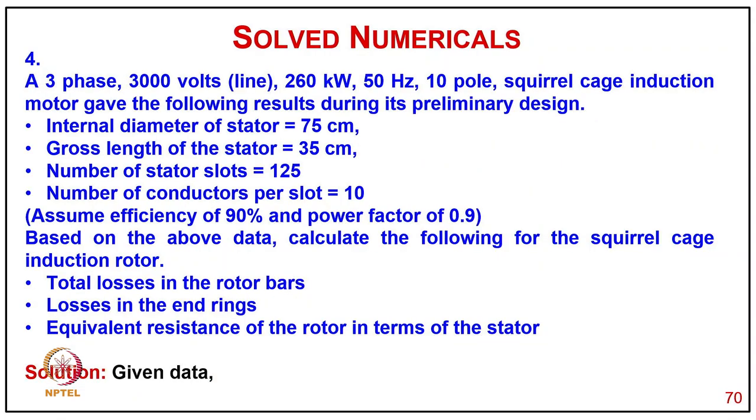Now, coming to example 4: a 3 phase, 3000 volt line, 260 kilowatt, 50 hertz, 10 pole squirrel cage induction motor gave the following results during preliminary design. The internal diameter of stator 35 cm, gross length 35 cm, number of stator slots 125, number of conductors per slot 10, assuming efficiency 90%, power factor 0.9. Based on the above data, calculate the following for this squirrel cage induction motor: total loss in the rotor bar, loss in the end rings, and equivalent resistance of the rotor in terms of stator.